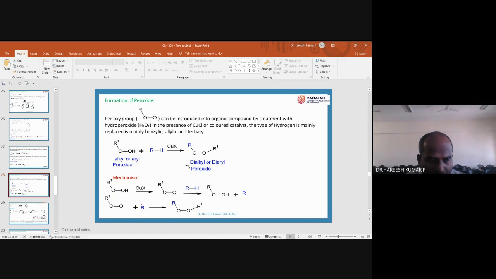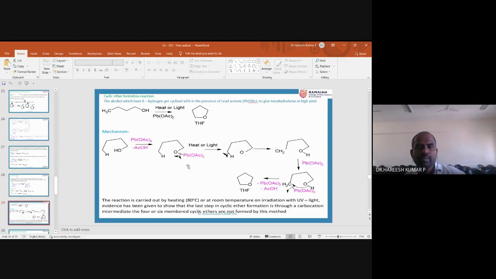So now I will take a particular example. What is the particular example? You can observe that an alcohol. More particularly, I am taking how the cyclic ether is formed.